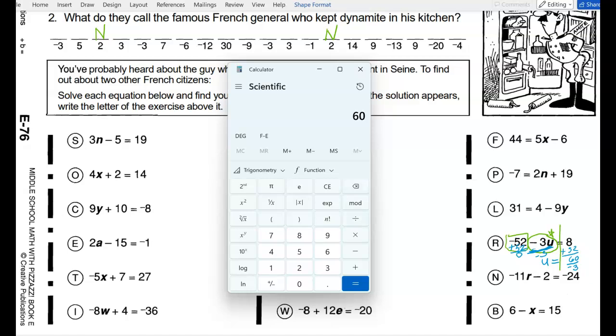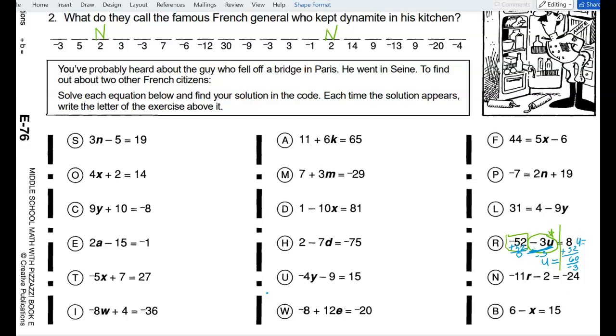Check it out. Here's the division button. 60 divided by negative 3 equals negative 20. So u equals negative 20. So we're going to find the number negative 20, and we're going to put the letter R there. There it is. R. Do we see any other negative 20s? I don't. Do you?